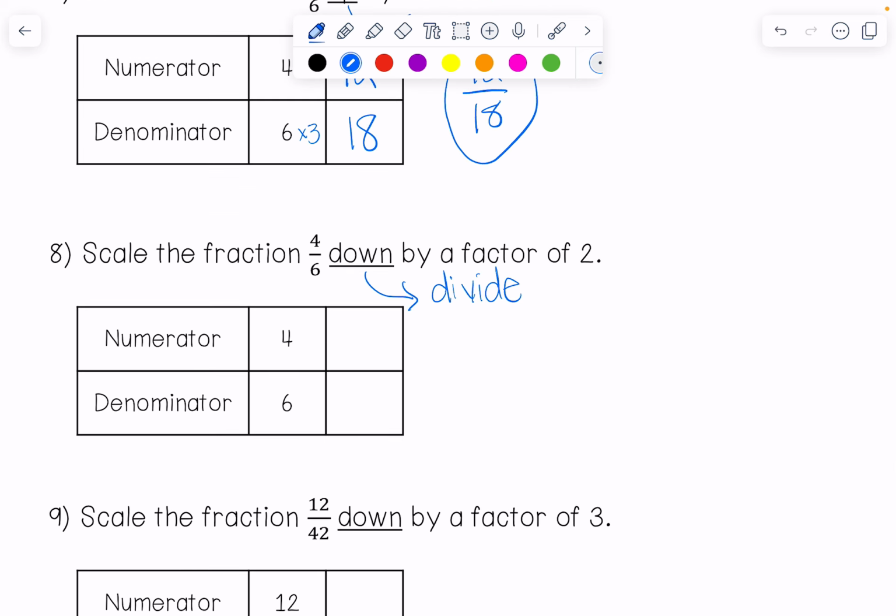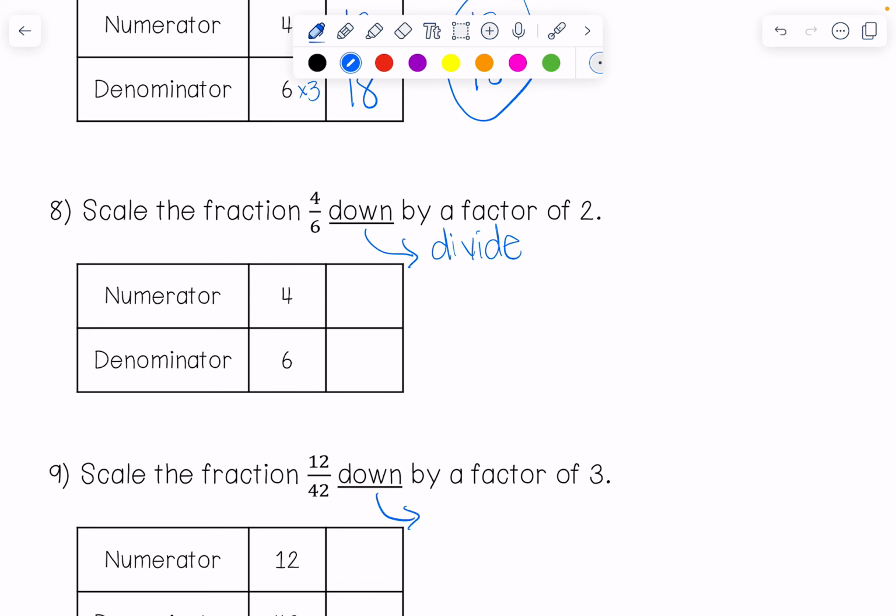On number 8 and 9, we're scaling down. So that means we're going to be dividing by the given factor. So if I scale the fraction 4/6 down by a factor of 2, that means I want to divide these by 2. 4 divided by 2 gives me 2. 6 divided by 2 gives me 3. So my equivalent fraction is 2/3.